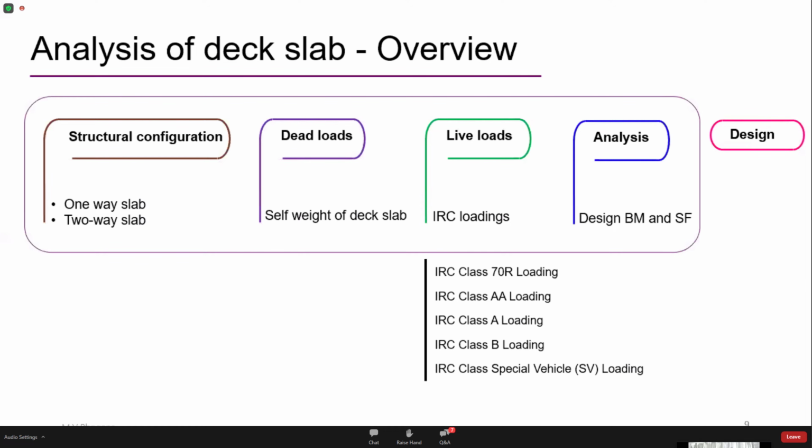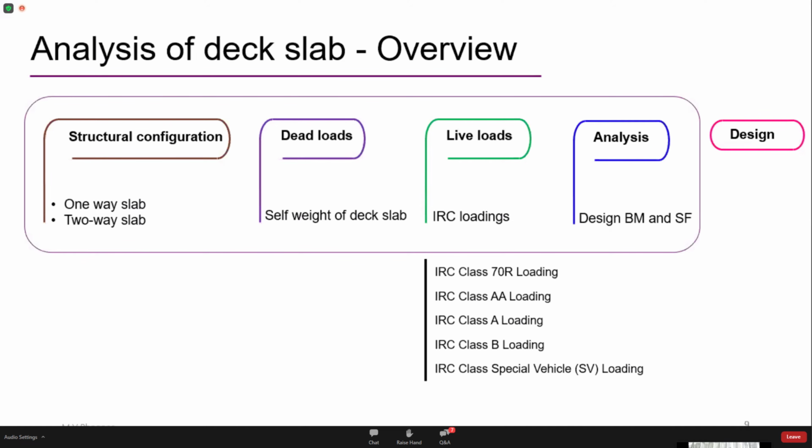The next thing we need to understand is what loads the deck slab is subjected to. The first and foremost, or primary, loads are the dead loads, which are derived from the self-weight of the deck slab. Next comes the very important live loads. The live loads on bridge structures are prescribed by IRC 6. Depending upon the nature of the bridge, or the design loads that the bridge is expected to carry, IRC 6 has classified 5 different cases of live loadings. We'll be seeing these loadings in a bit.